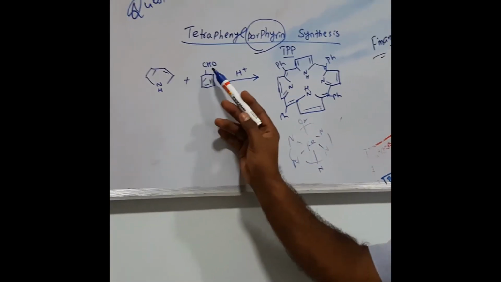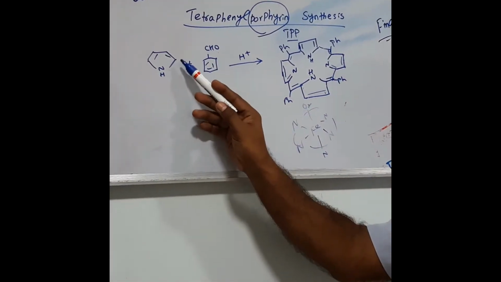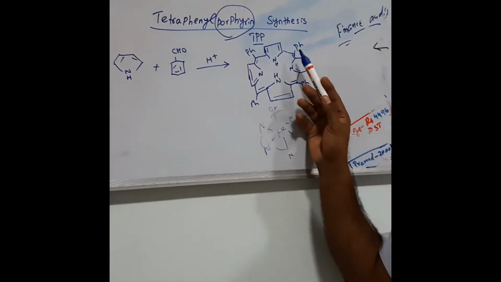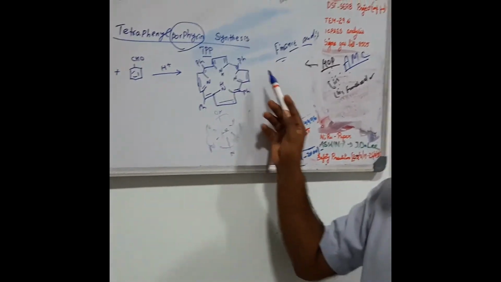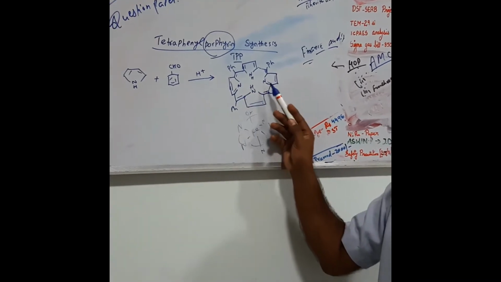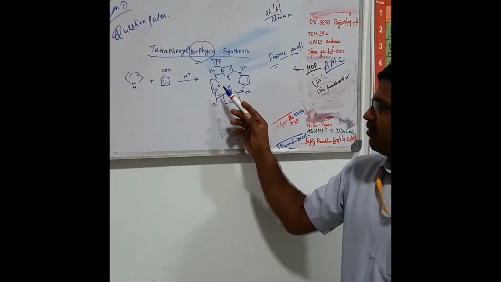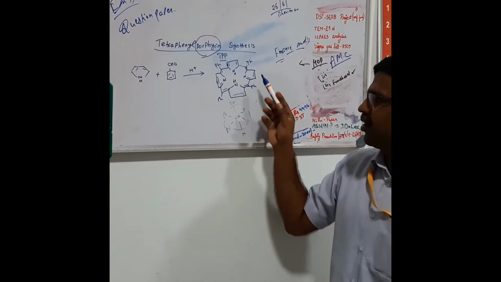So when protonated, subsequently there is electrophilic attack on pyrrole, and you will get the tetraphenyl porphyrin unit. This tetraphenyl porphyrin unit is a purple crystal. It is a very beautiful purple crystal. We could see the single crystal also. I will share the documents with you for your information.